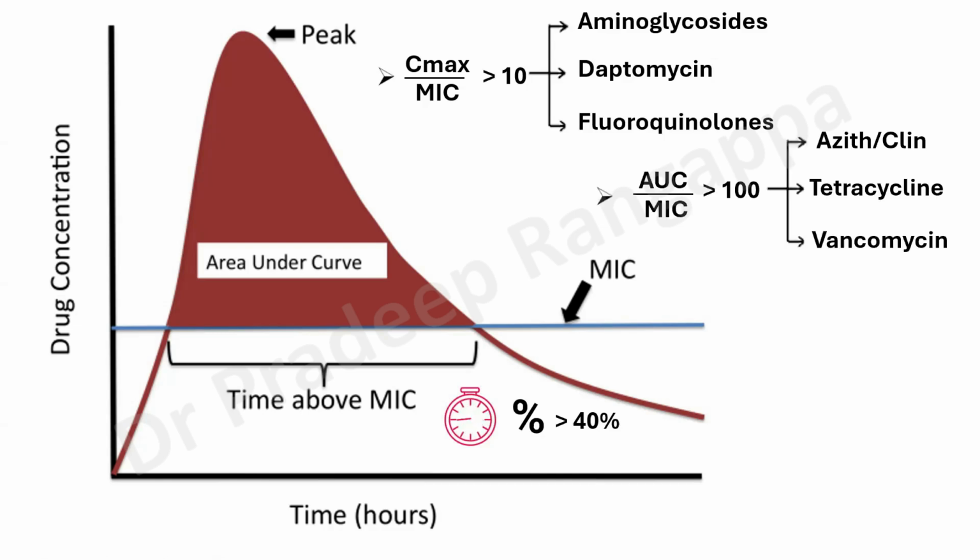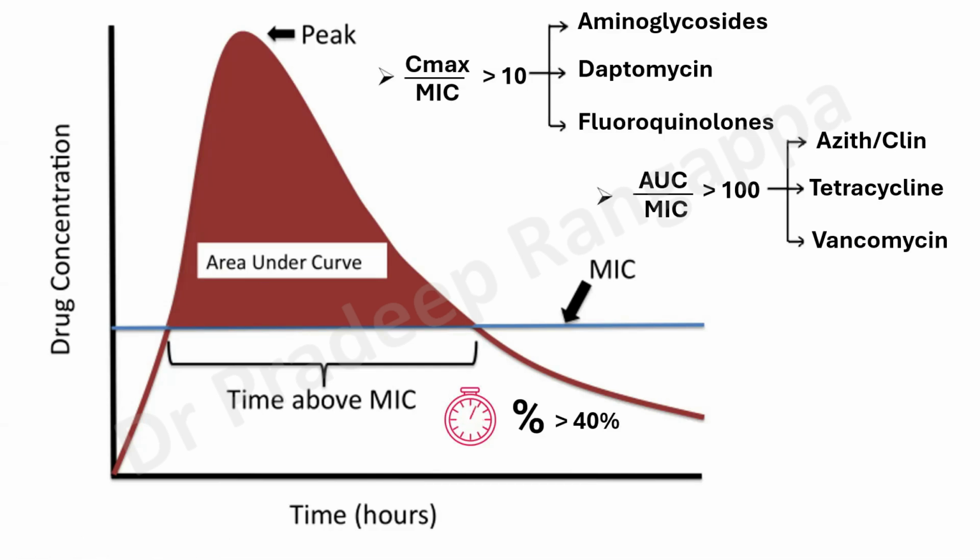And there are certain drugs that are influenced by area under curve divided by MIC, which should be more than 100. These are azithromycin, tetracycline, and vancomycin. So these are influenced by area under curve divided by MIC.